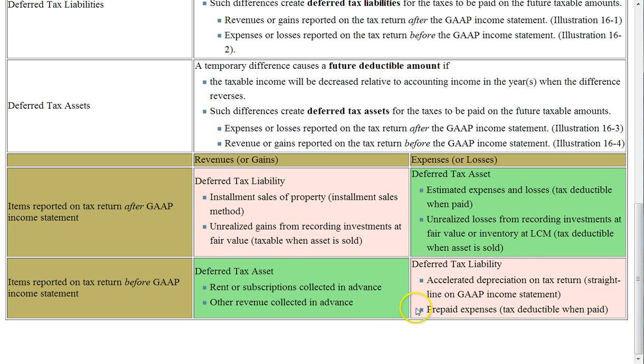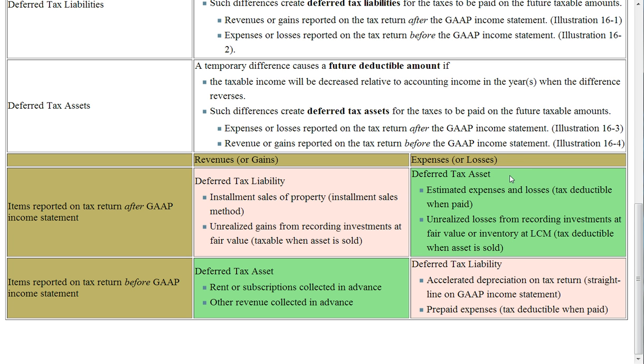The rest of the matrix goes together. Once you understand how one square works, the rest of the matrix kind of goes together as you might expect. If there are revenues that are recognized on the tax return after the GAAP income statement, so instead of expenses being recognized before the GAAP income statement, we have revenues recognized after they appear on the GAAP income statement, that's also going to result in some deferred tax liability. And then the opposite corners here are going to result in what's known as deferred tax assets.